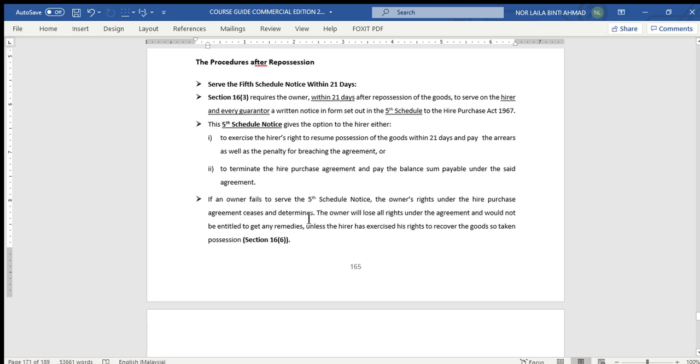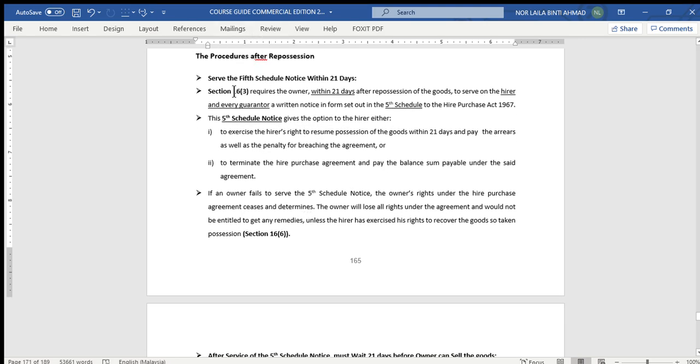Next, the procedure after repossession. After means that the owner dah repossess, so now goods tu dah ada pada owner. So once repossessed, the owner must serve the fifth schedule notice, and the timeline given is 21 days.